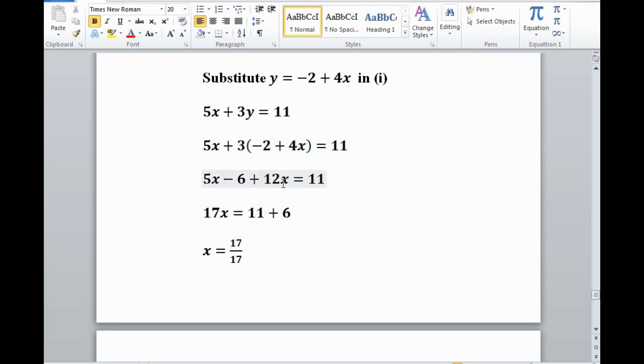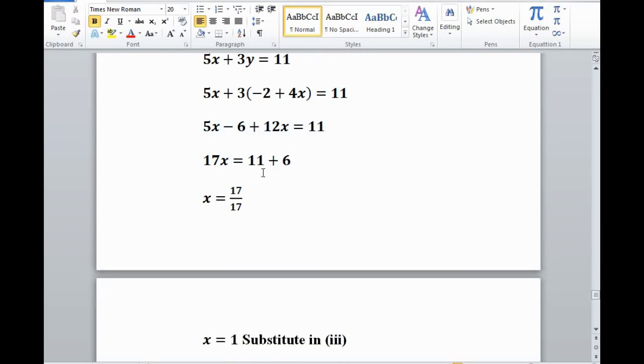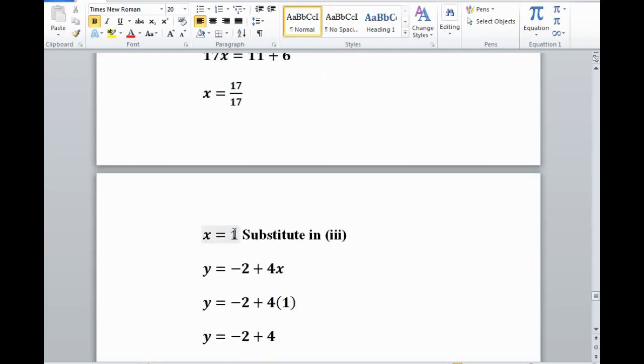5x, 12x, they are like terms. So their sum is 17x. And let's take this negative 6 from left to the right side. The equation becomes 11 plus 6. Their sum is 17. And if we take this 17 from left to the right side, the equation becomes x equals 17 upon 17. 17 divided by 17 is 1. So x is equal to 1.